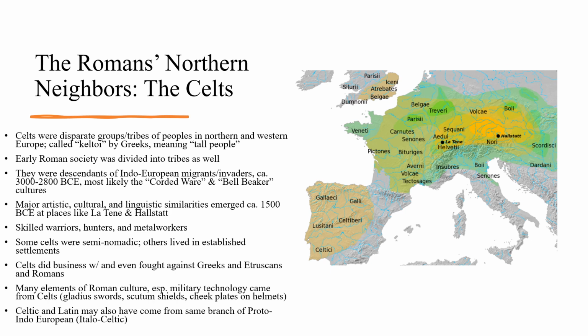The Celts were major trading partners with the Greeks and with the Etruscans and the Romans, and they also fought against the Greeks and the Etruscans and the Romans. And as was the case with the Etruscans, many elements of Roman culture came from the Celts. Rather, the Celts introduced many elements, particularly military cultural elements, to the Romans, in the same way that the Etruscans introduced many cultural elements to the Romans. And of course, the Celts in their time were respected as warriors and hunters and as metalworkers and weavers.